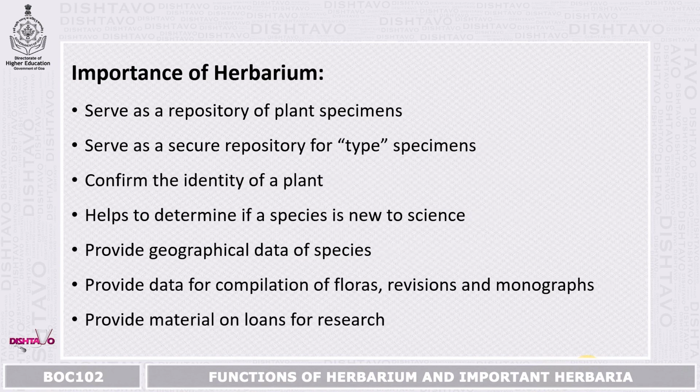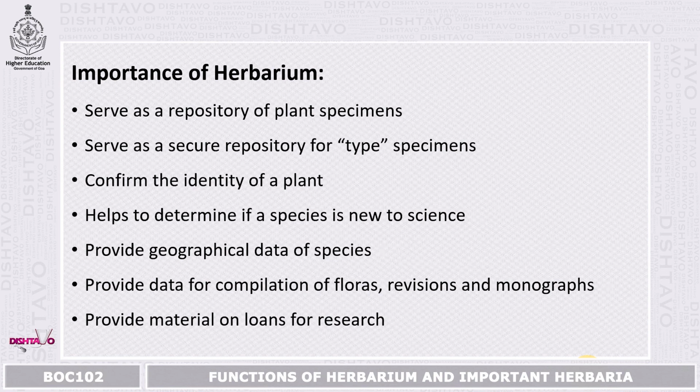What is the significance of a herbarium or a herbarium specimen? Herbarium serves as a repository of plant specimens. It serves as a secure repository for type material. It confirms the identity of a plant. Herbarium specimens help to determine if a species is new to science. They provide geographical data of species. Data for compilation of floras, revisions, and monographs can be obtained from a herbarium.